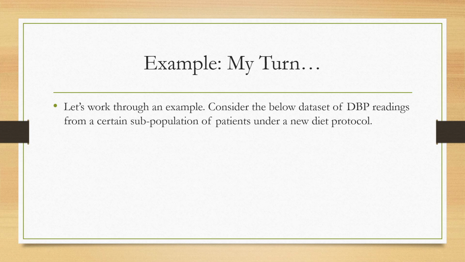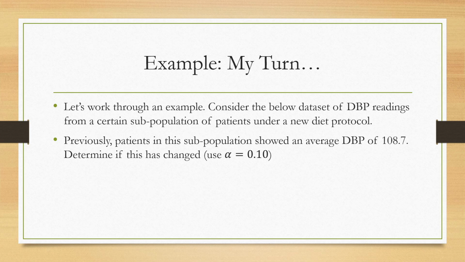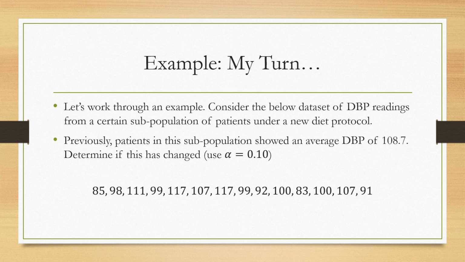So for this first example, we're going to consider a data set of diastolic blood pressure readings from subpopulations of patients with a new dieting protocol. Now, previously, patients in the subpopulation showed an average DBP of 108.7, and again, this is a mean. And we are seeking to determine if this has changed using a type 1 error rate, or alpha, of 0.10, so 10%. It's going to be our false positive rate.